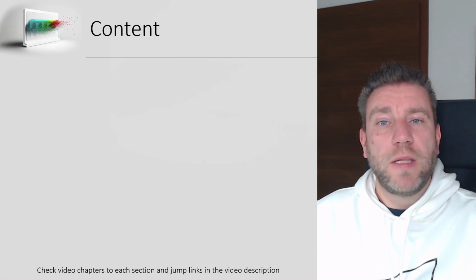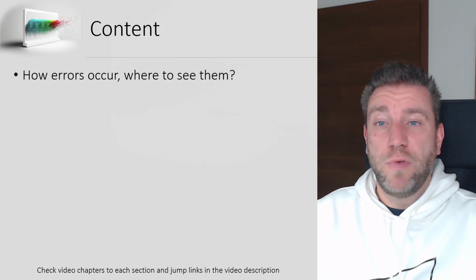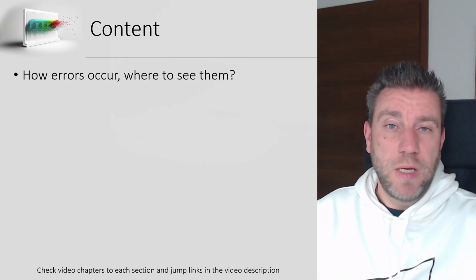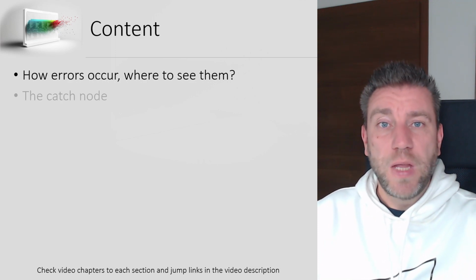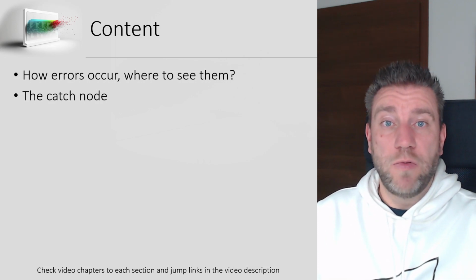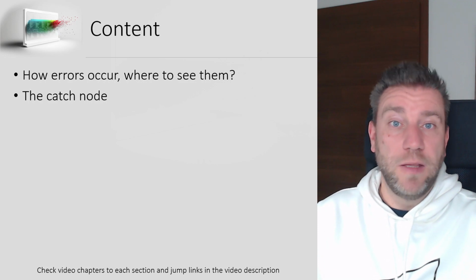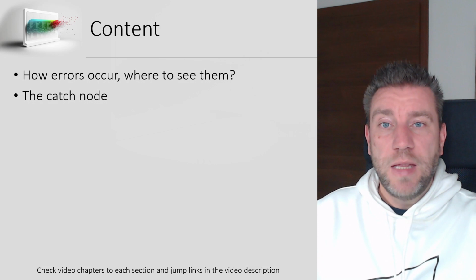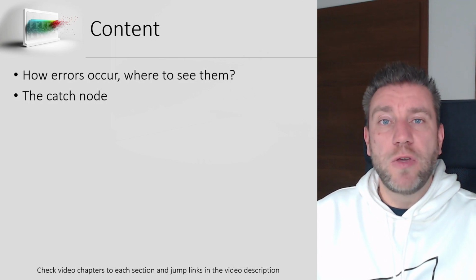So what I'm going to talk about in this episode is, first of all, just recap how these errors occur and how we usually see them in the Node-RED editor, and then also talk about the special node that Node-RED has created in order to handle exceptions, catch errors, and do something with them. And I came up with a couple of examples of how you could do that.